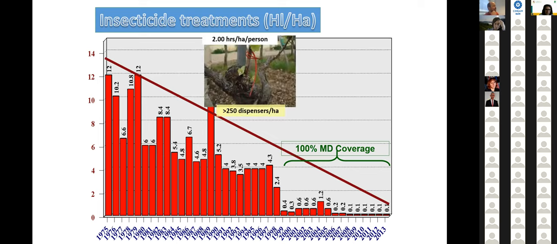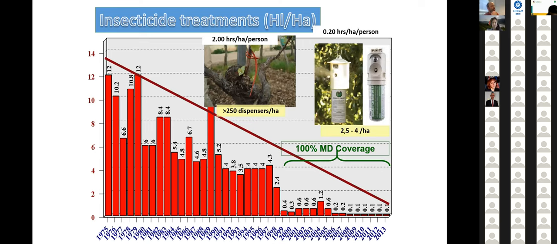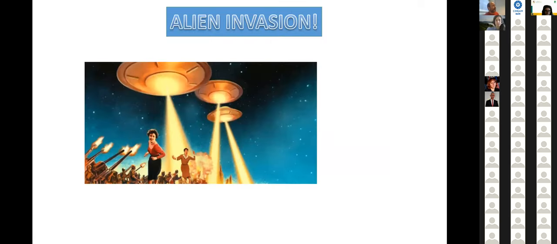And you know why? Because new actors came. Here, just to show you the progress of the mating disruption, in first instance, and mostly with the use of the so-called spaghetti dispensers, and then later also with spray emitters, puffers that were used both in the vineyard, but also in the apple orchards in the area. So what is the problem? Alien invasion.